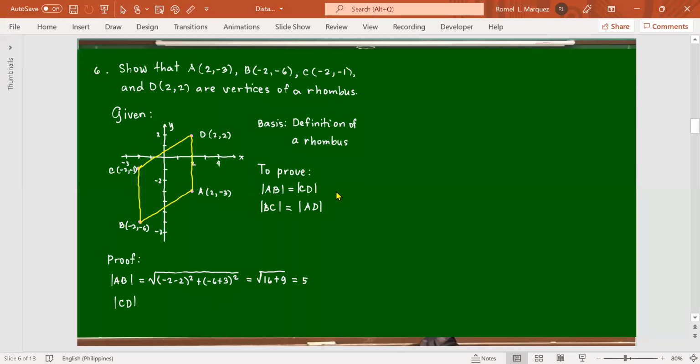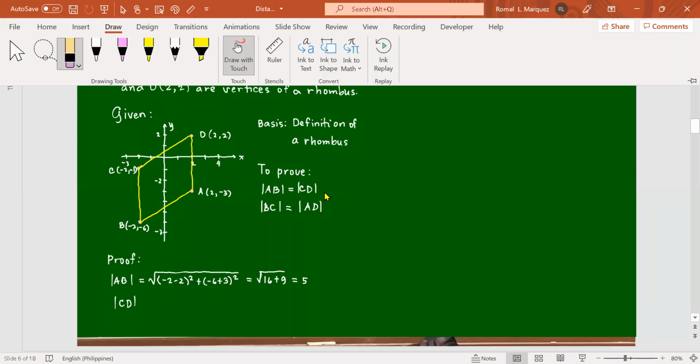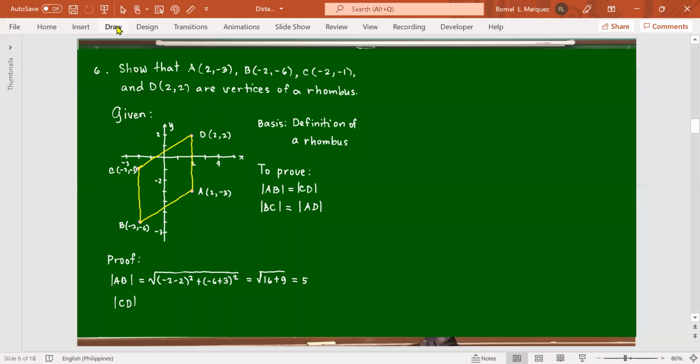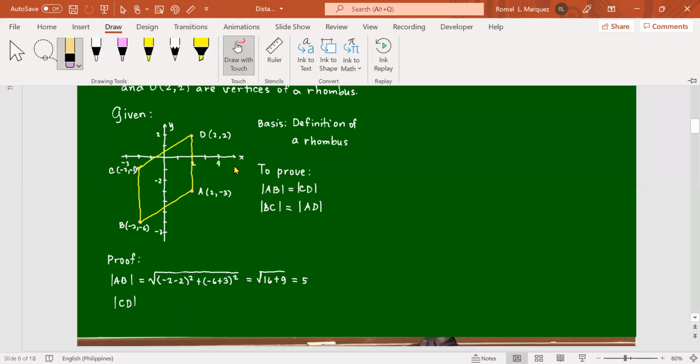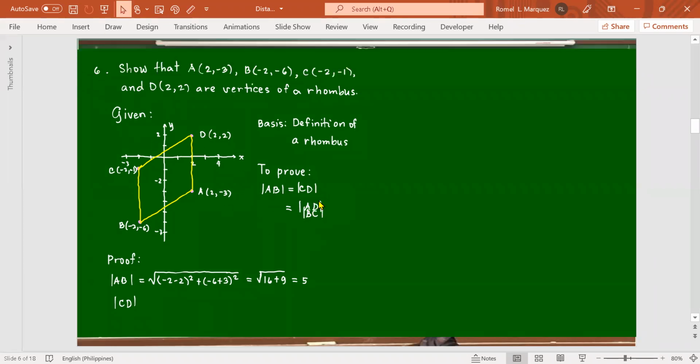This is not supposed to be n, no? Equals, what to prove? All of them are equal, no? Let me revise this. What we are going to prove is that AB is equal to CD, equals what? AB, CD, BC, and equal to what else? AD, no? Okay? Am I right?